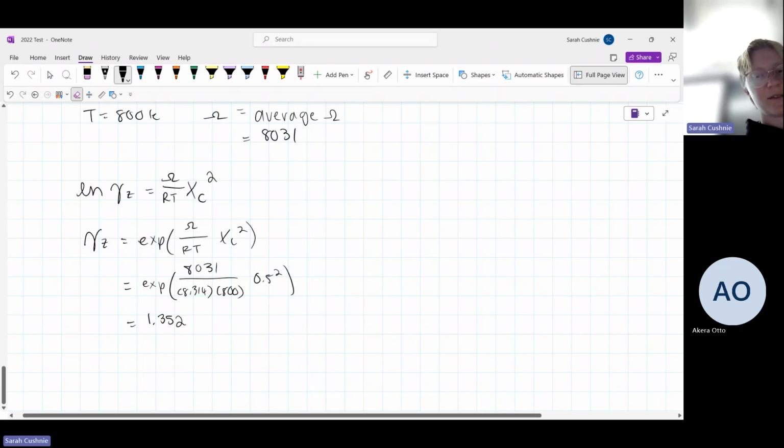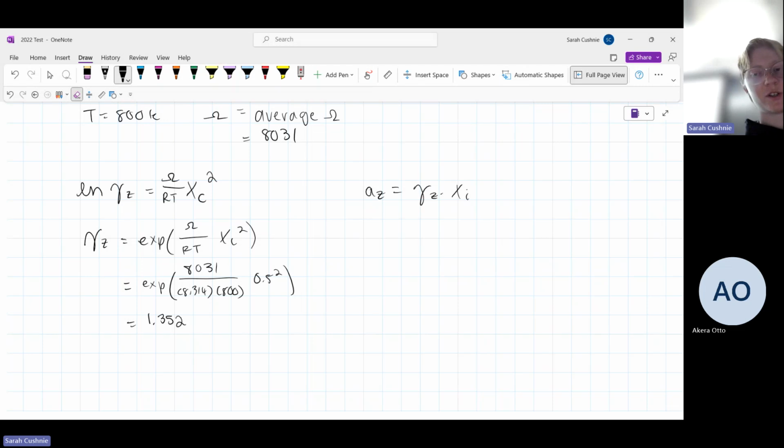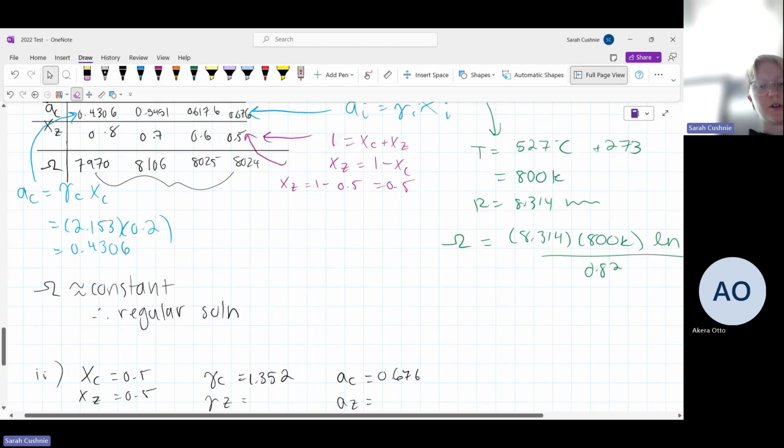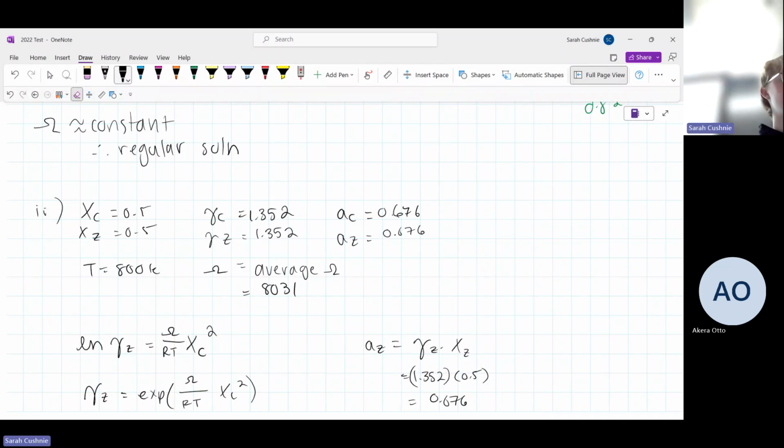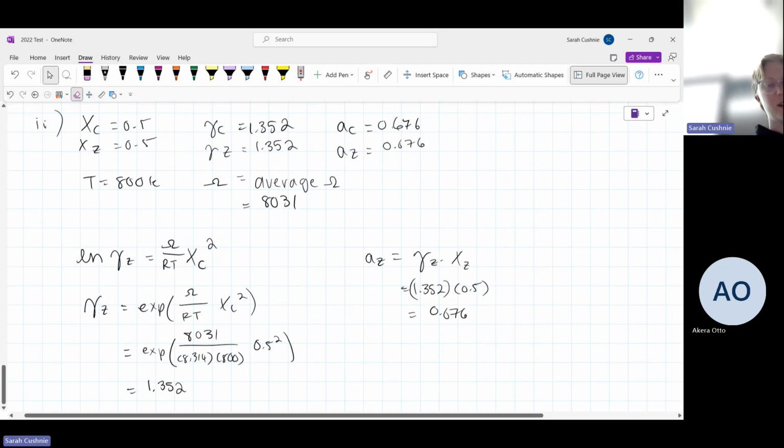From there, we know that the activity is going to be equal to the activity coefficient times the molar fraction. Which is 1.352 times 0.5, and you get a value of 0.676. So it actually matches the cadmium, but it's good to do that calculation, if only just to refresh our memory of what these equations are. This little equation there, that little equation there.